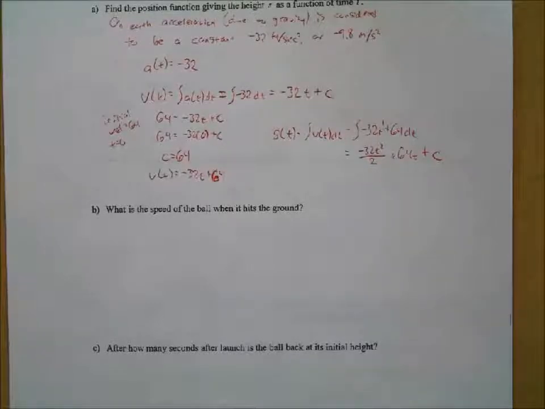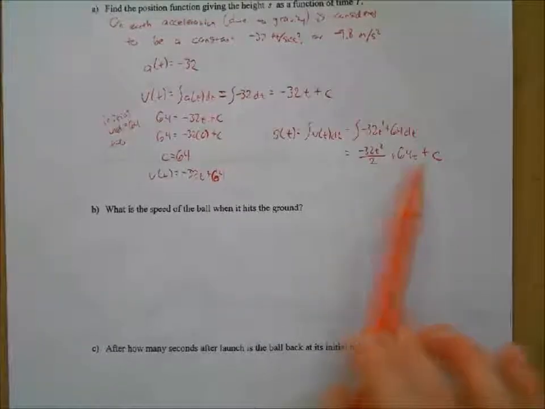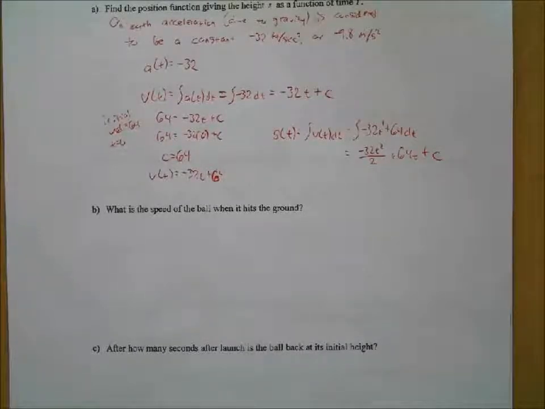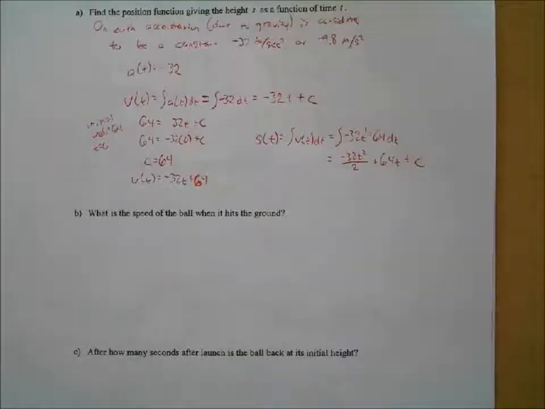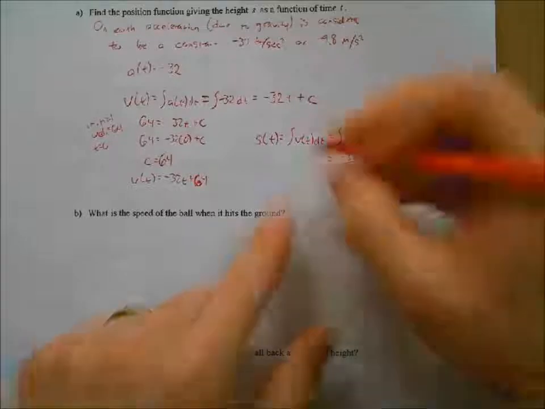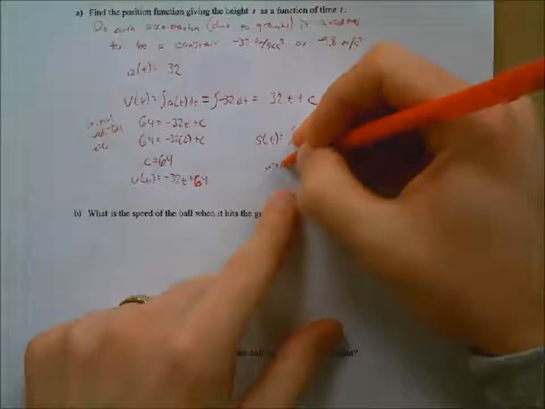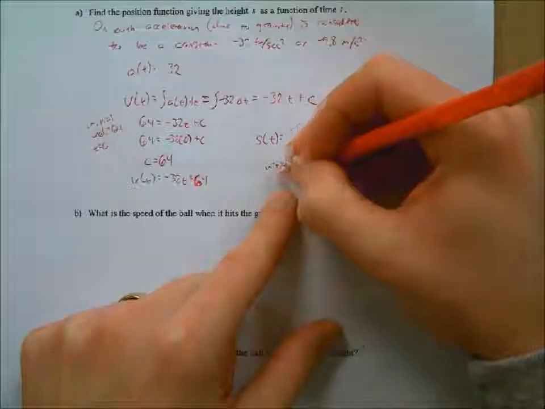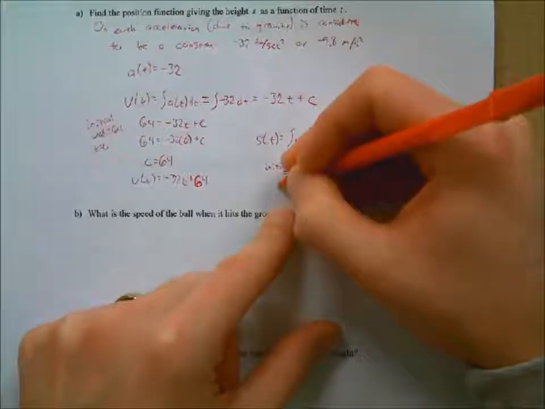Are we done at this point? Can we stop here and say this is our answer? What do we still need to do? Find c, right? So what do we know about the position of our object? The initial height, that's a position, is 80. So that means the position is 80 at what time? 0. Yes, so the initial height equals 80 at t equals 0.